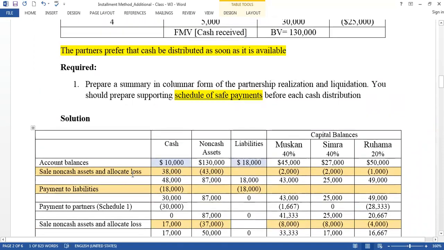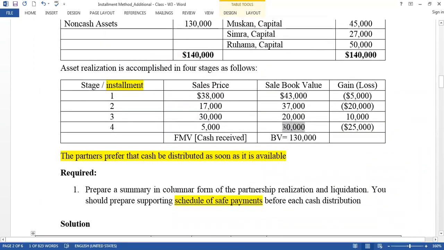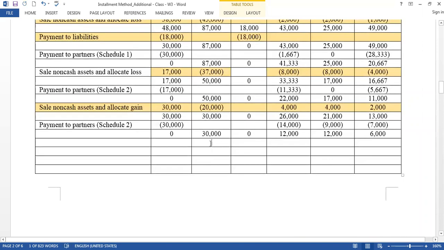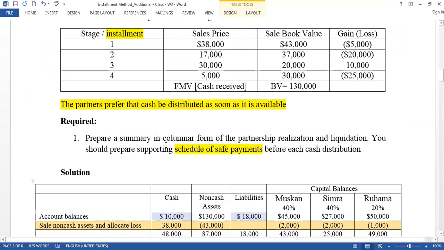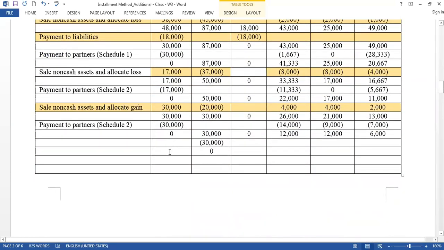Now again, we have another sale. You can see that we have another sale, $30,000 asset we sell. So we sell $30,000 asset again, right? Asset decreases. So this is the last sale. After the last sale, we don't have any other asset remaining, right? That means we don't have any other potential loss. Do you understand? And how much cash do we receive? We receive cash of $5,000. So $25,000 is the loss, right?